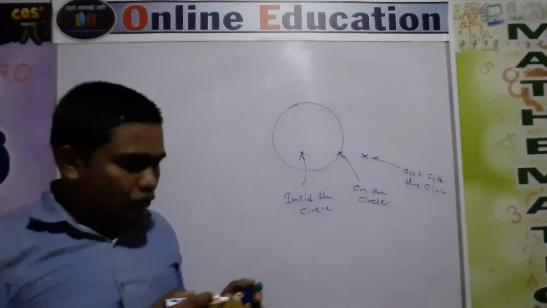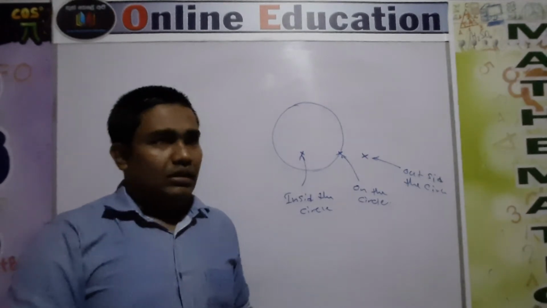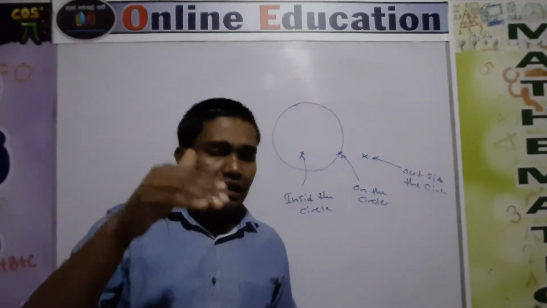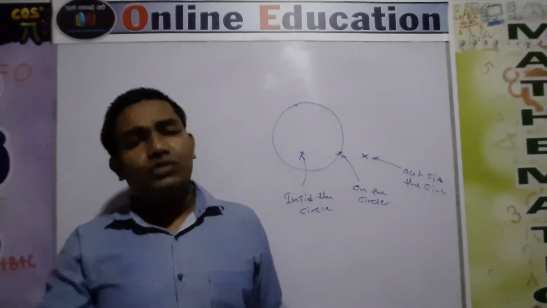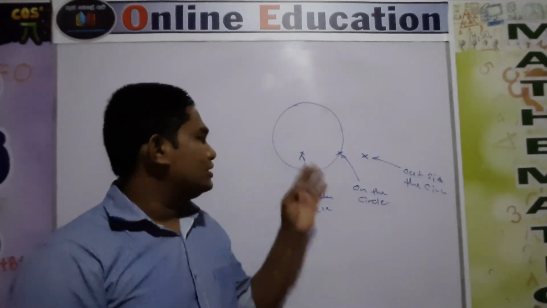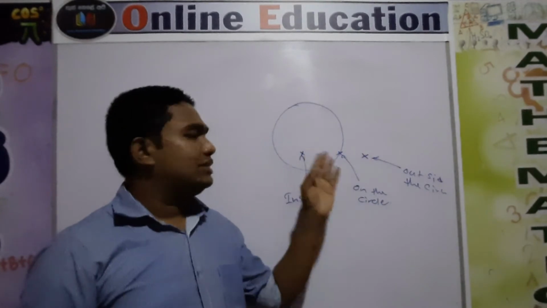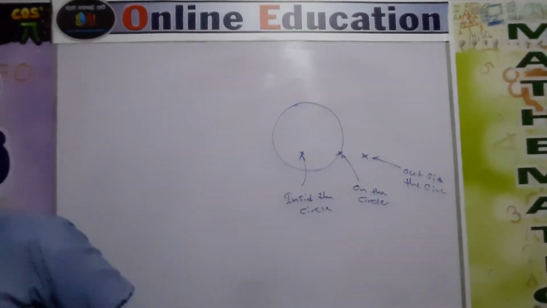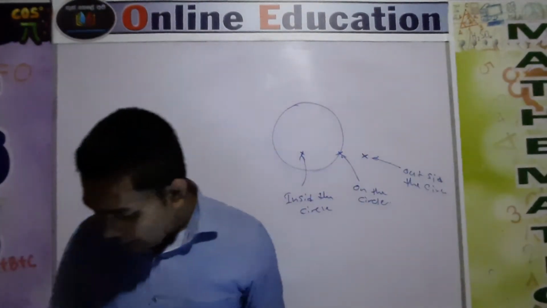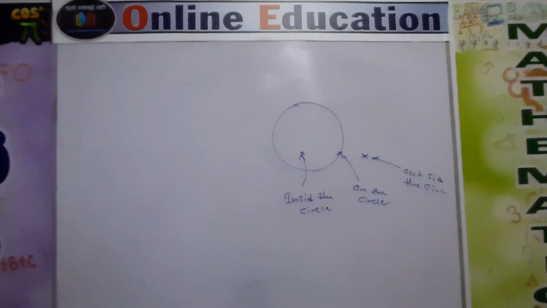This also you need to know. What is the inside of the circle? What is on the circle? What is the outside of the circle? This also you need to understand. You should have the knowledge to understand this also. Right. This is also something they are checking from this chapter. Okay.